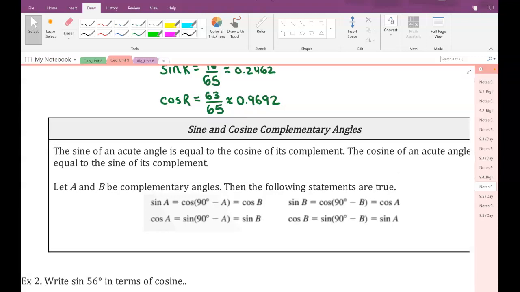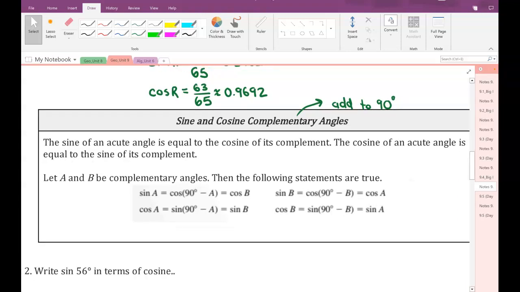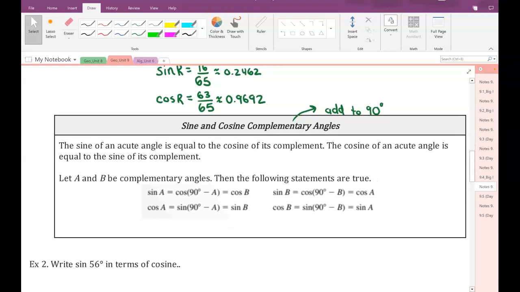Sine and cosine are also complementary. We can talk about complementary angles with them, where complementary angles add to 90 degrees, right? So the sine of an acute angle is equal to the cosine of its complement. And then the cosine of an acute angle is equal to the sine of its complement. So if we say A and B are complementary angles, meaning that they add to 90 degrees, then the following statements are true.